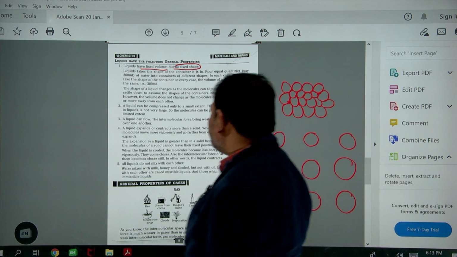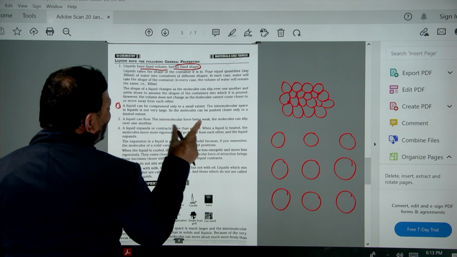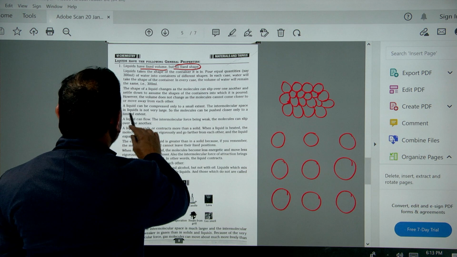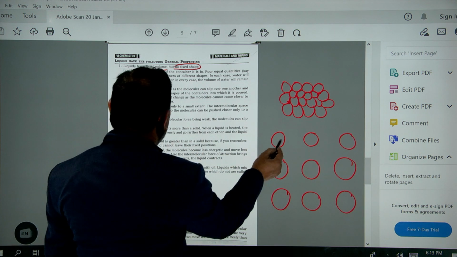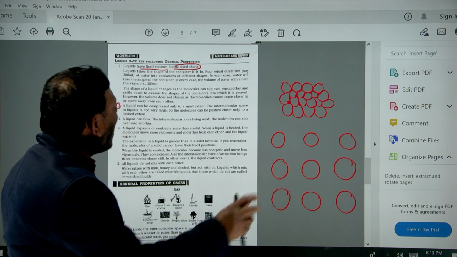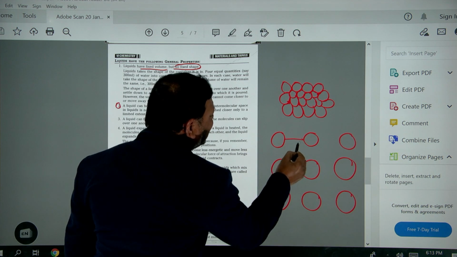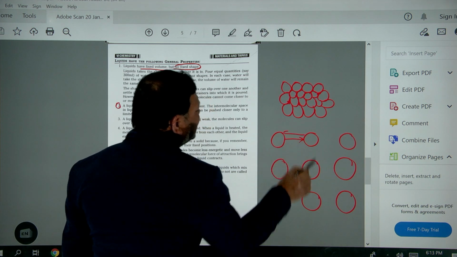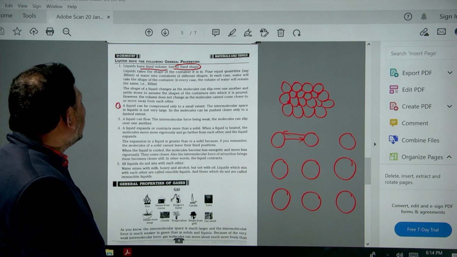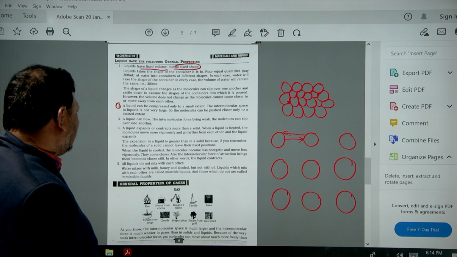Next, second point. A liquid can be compressed only to a small extent. The intermolecular space in the liquid is not very large. So the molecules can be pushed closer to a limited extent. Here you can see the distance that they can move this side and that side. So that means liquids can be compressed only to a small extent.